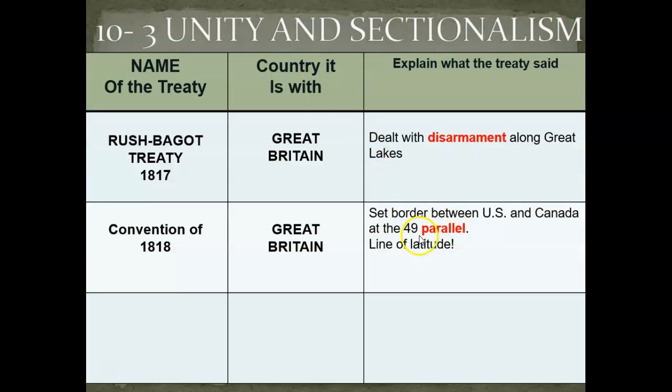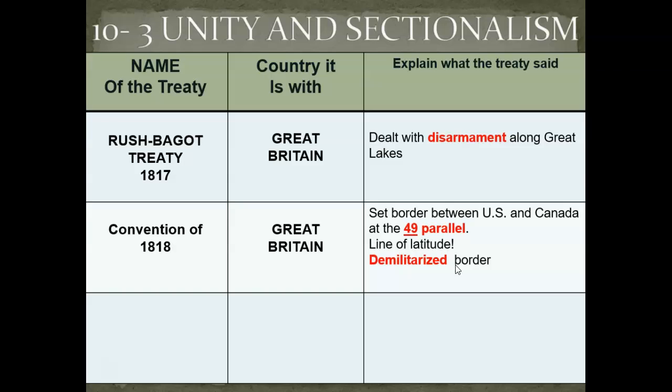All right? So the 49th parallel is a line of latitude. It's a line that runs just like this one, east-west. So the other parts of the Convention of 1818, again, they demilitarized that border. Where we had demilitarized the Great Lakes, now they're demilitarizing the border between Canada and the United States, where there is no water. So that means a reduction of the number of military. You don't really see military, you just see border patrol and those type of things.